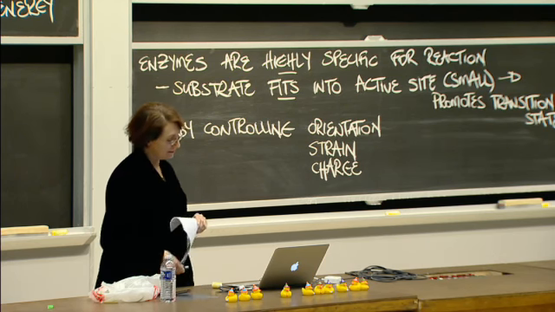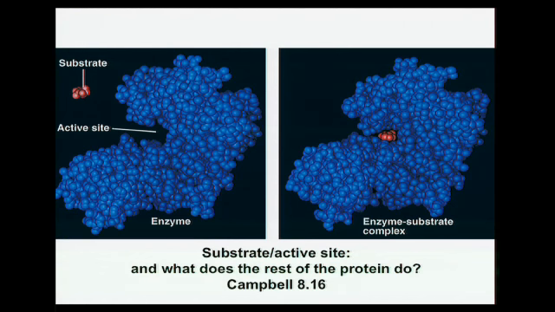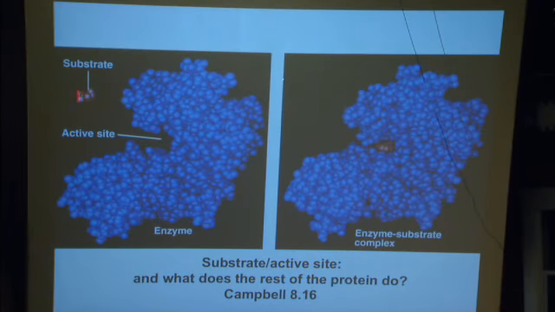But here's a puzzle. This is a space-filling model of an enzyme taken from your book. Here's the substrate in red. And you can see that this enzyme has 3D shape. Each of these bubbles is part of one of the amino acids. Okay, that's what a space-filling model is. And the substrate fits into this active site. I think this is called hexokinase.